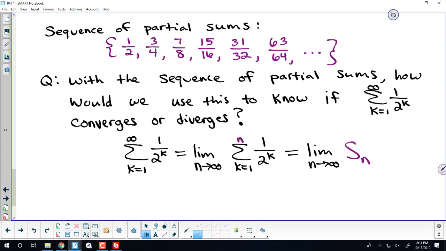So now we can say, all right, well, if I want to know what the sum of that infinite series is, I've got to know how to express my nth partial sum explicitly in terms of n. And then to compute the sum of that series, all I need to do is look at the limit of the sequence of partial sums. Does that make sense?